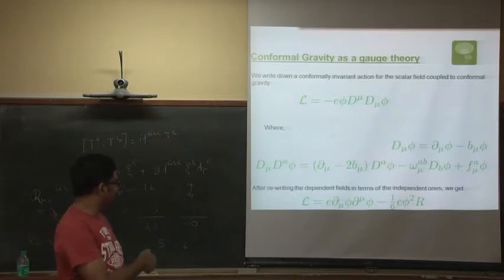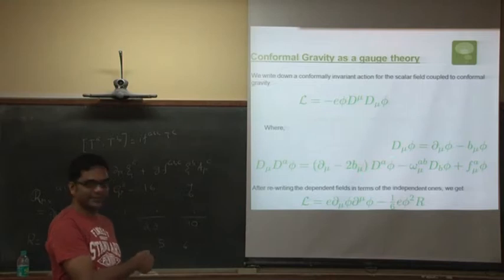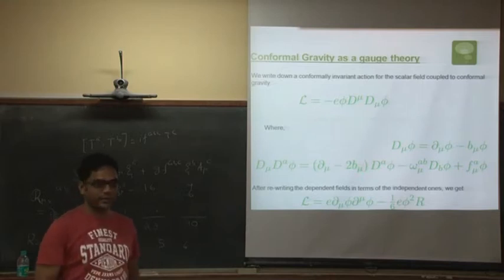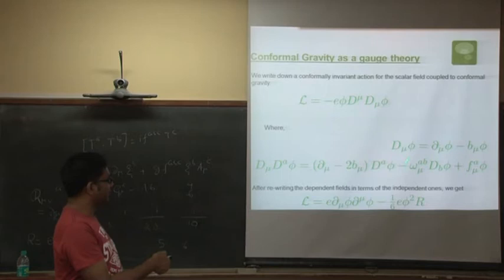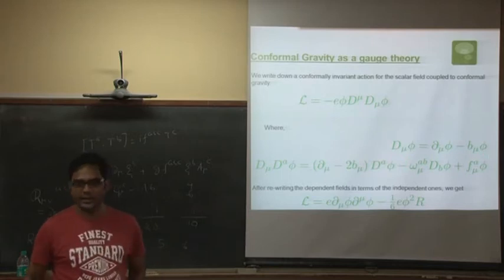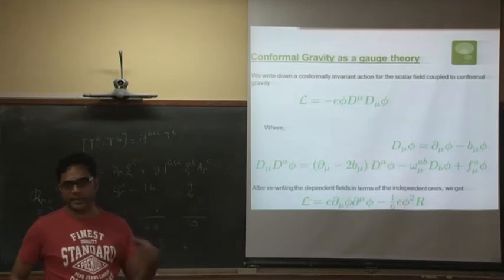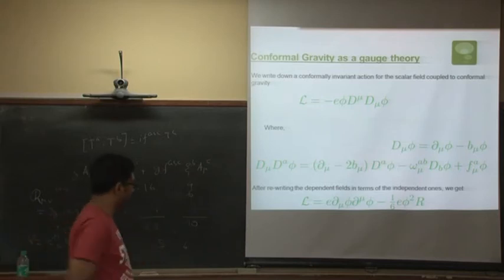So one can see that we have not even introduced any gauge fixing with respect to setting B mu to 0, but B mu disappears on its own. If you replace this omega mu A B and F mu A in terms of the independent gauge fields, that is in terms of the Weyl-Whites and B mu, then B mu will cancel out.